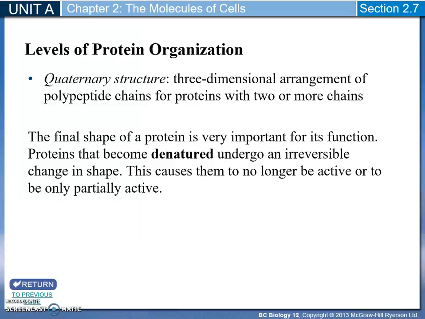So the final shape of a protein is very important for its function, and proteins that become denatured undergo an irreversible change in their shape, and this causes them to no longer be active or to only be partially active, which means that they cannot carry out the function that they need to within the cell.